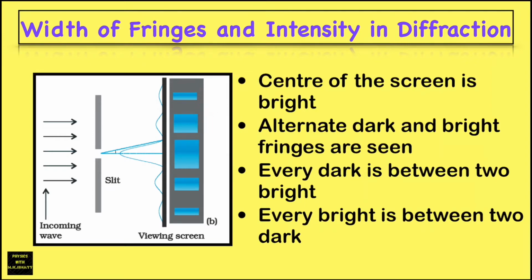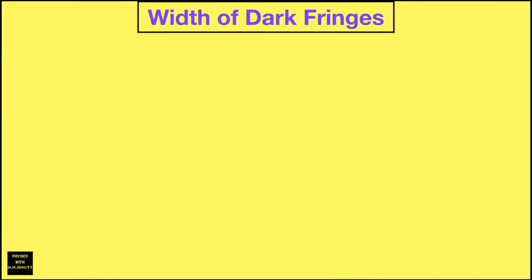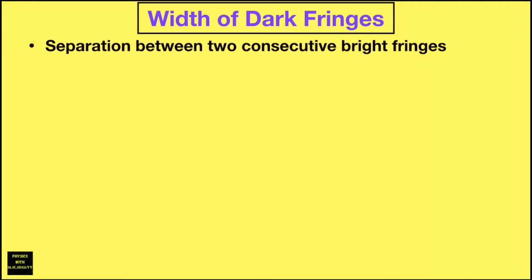So, now we will find the width of these fringes. Let us begin with the width of dark fringe first. Every dark fringe is lying between two consecutive bright fringes. Therefore, the separation between two consecutive bright fringes will be equal to the width of the dark fringe. To find this mathematically, we will find the separation between two consecutive bright fringes. Let the two consecutive bright fringes be n and n plus 1. So, the width of dark fringe beta is equal to y'(n+1) minus y'(n).